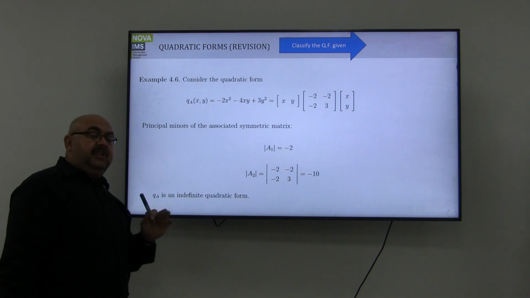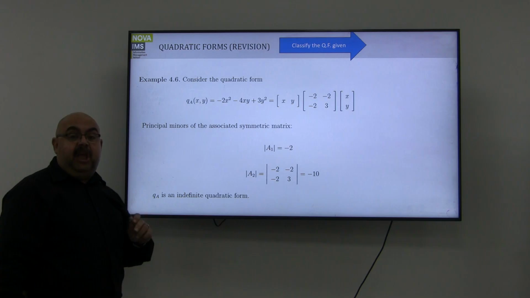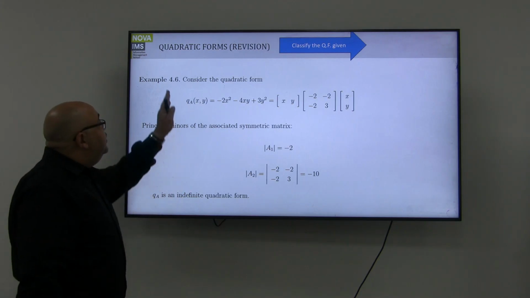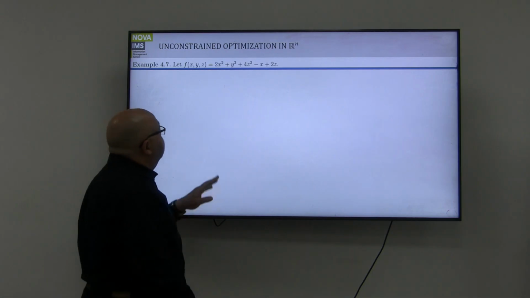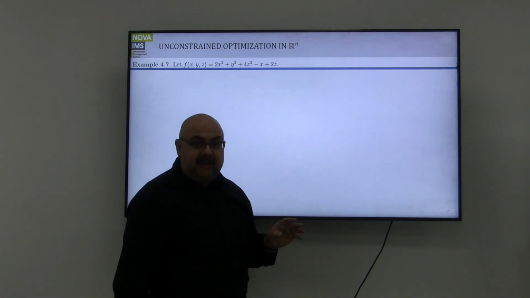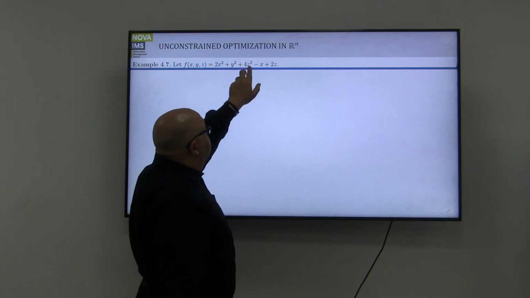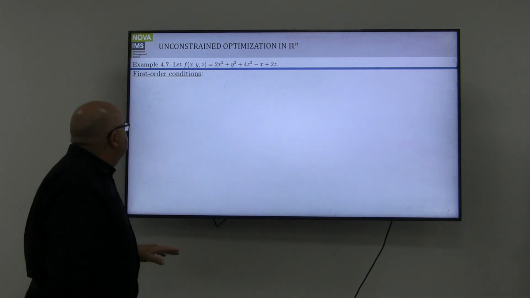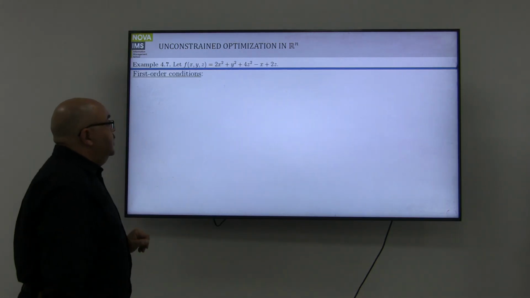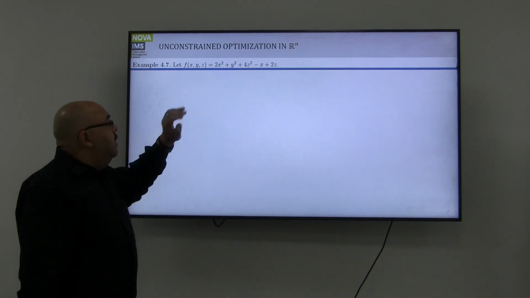According to the definiteness of your quadratic form or Hessian matrix, I will be able to classify my critical points. This is why we did this revision, as you can see. So, for example, let's get back again to our analysis. This problem contains 2x squared plus y squared plus 4z squared minus x plus 2z, and I want to search this problem for optimality. Of course, it's unconstrained since you don't have any constraints in this problem.